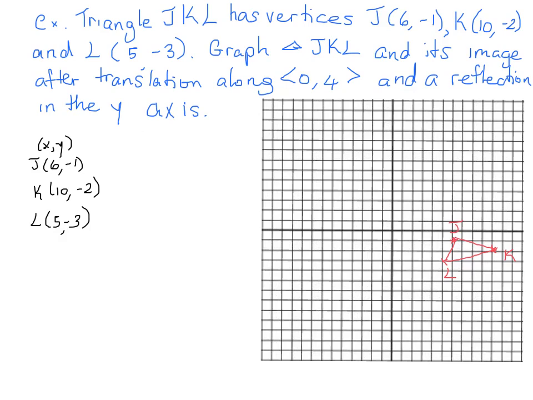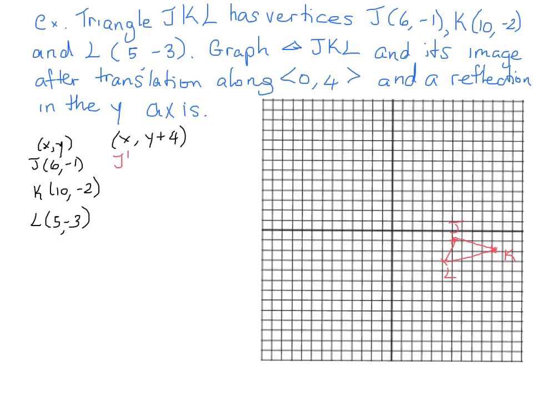So let's go ahead and figure out what the coordinates would be for our translation first. So our translation, so we're going to call it J prime, is up in the y direction. So we're going to have our x just be x, is not changing at all, but y we're going to have to add 4.